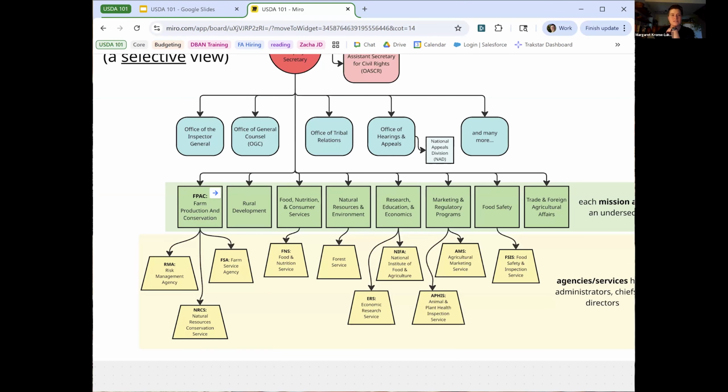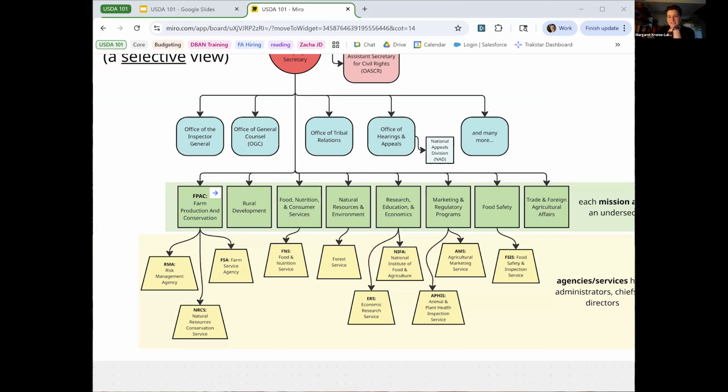I'm realizing I now can't see the chat during my screen share, so if any of the facilitators see any comments, let me know. There's a chat. There's a comment, FSIS. And there's another one, FSA, question mark.